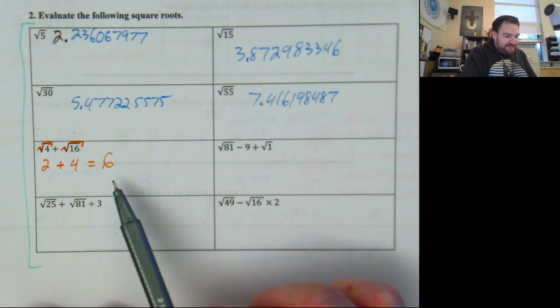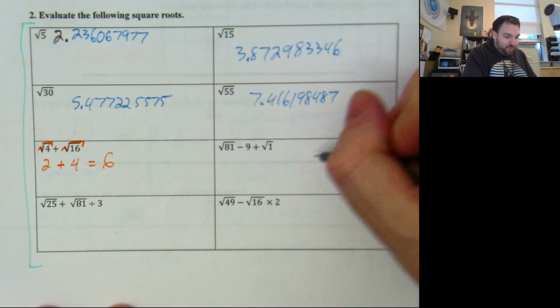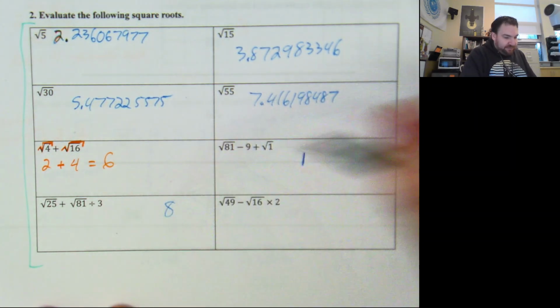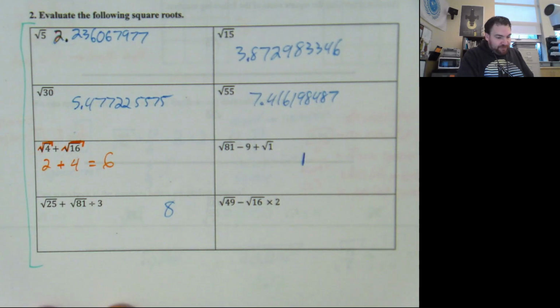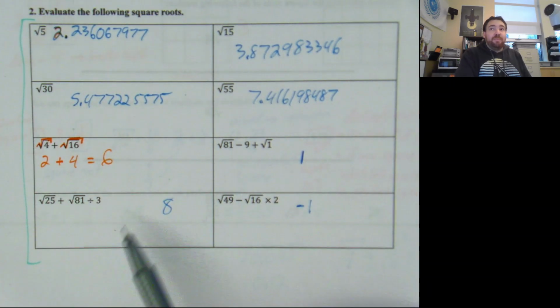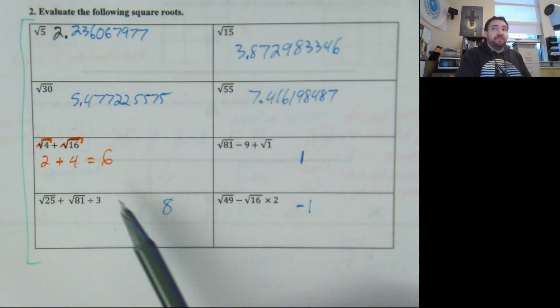This one would have been 6. This one would have just been 1. This one would have been 8. And this one would have been -1. Does anyone want me to do any of these bottom 4 here? Or any of them, really?